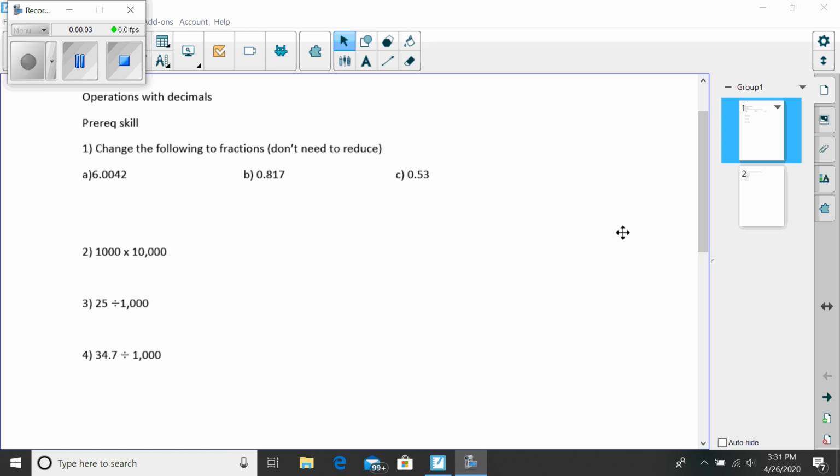Please begin this segment by working on the prerequisite skills without using your calculator, and you don't have to reduce this fraction. Change these decimals to fractions, multiply here, divide here. All right, so pause the video and try this.